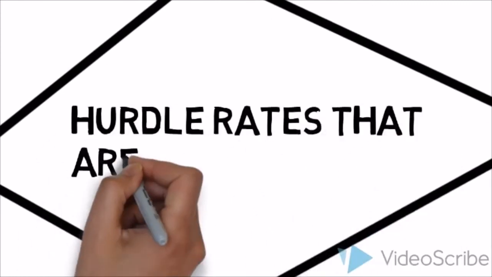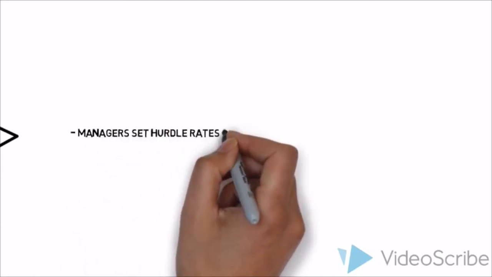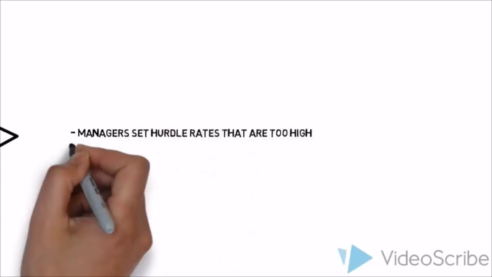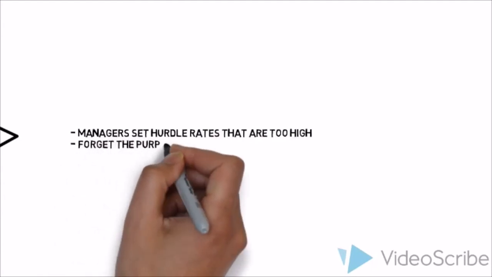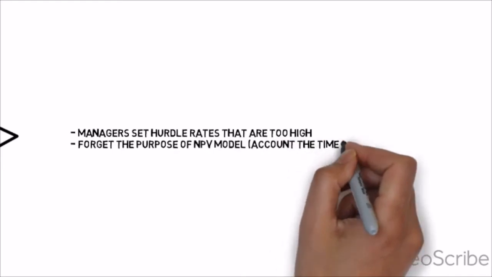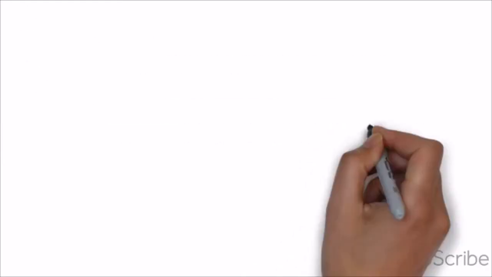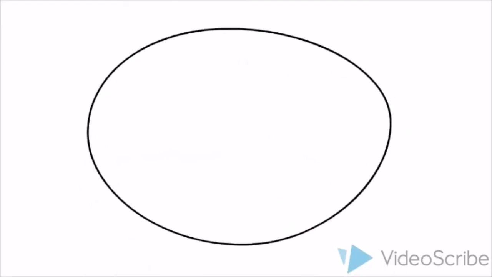Hurdle rates that are too high. Sometimes, managers have a tendency to set hurdle rates that are too high in a CIM investment analysis. They tend to forget that the purpose of discounting in the NPV model is to account for the time value of money. In many cases, managers tend to overstate this rate.